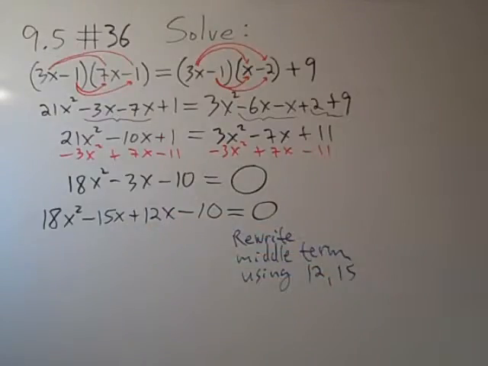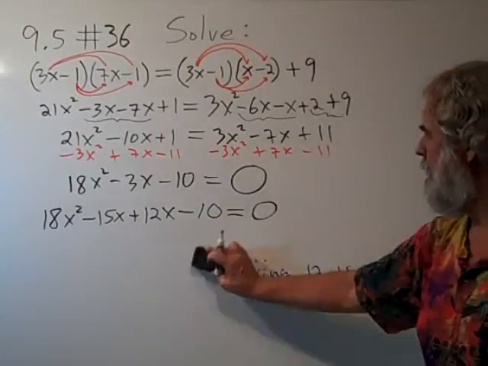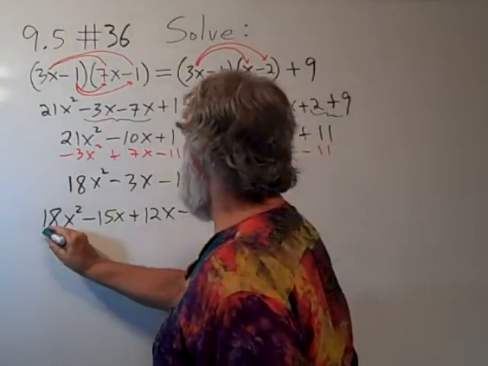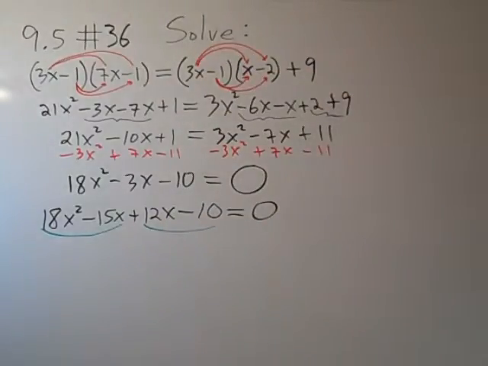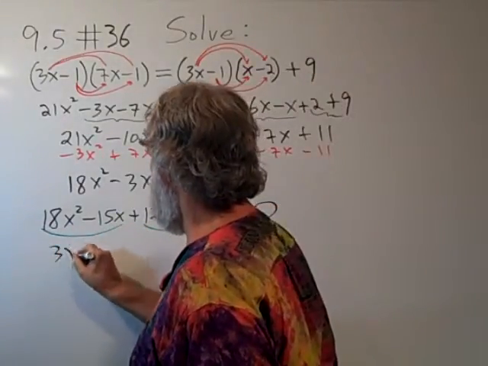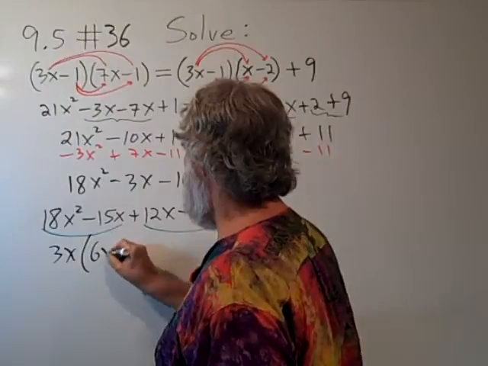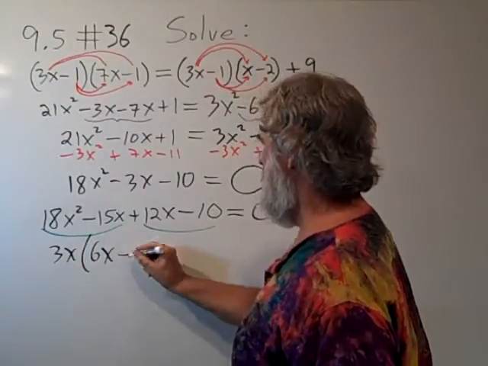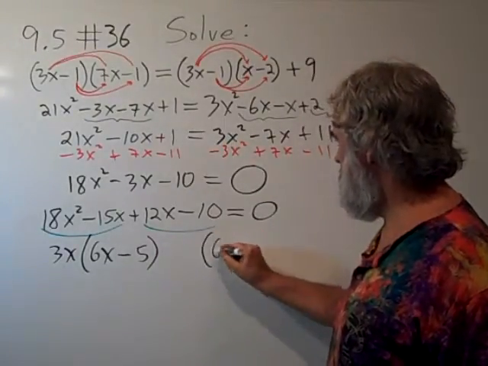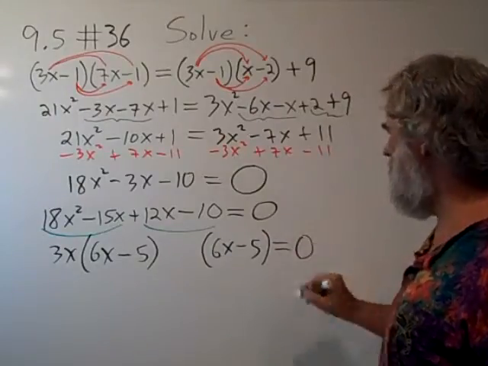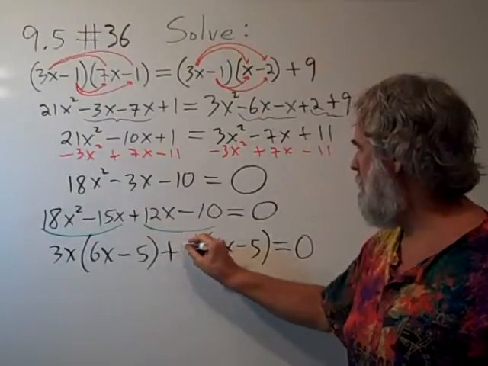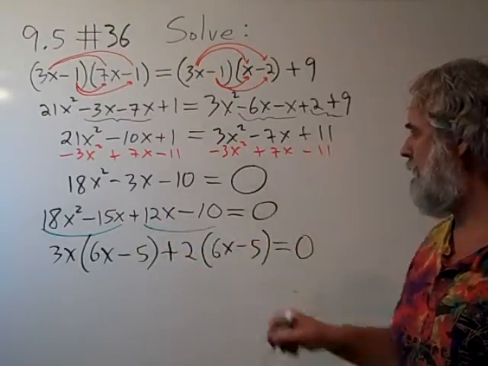So there we've rewritten the middle terms using 12 and 15. That's what this means. The reason for doing that is that now factor by grouping will work. We can factor those two terms and those two terms separately. 3x goes into both of those terms. 3x times 6x is 18x squared, and 3x times 5 is 15x. So we know there's going to be a 6x minus 5 over here as well. What had to be factored out in order for this to equal that is 2. 2 times 6x is 12x, 2 times negative 5 is negative 10.